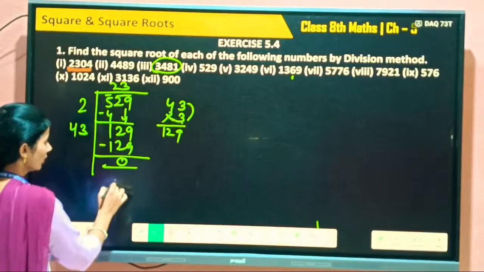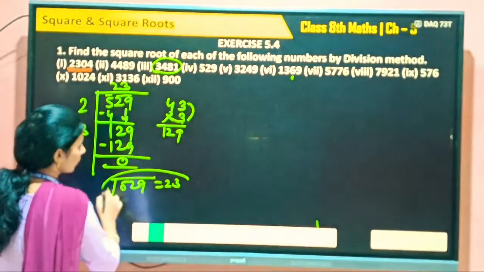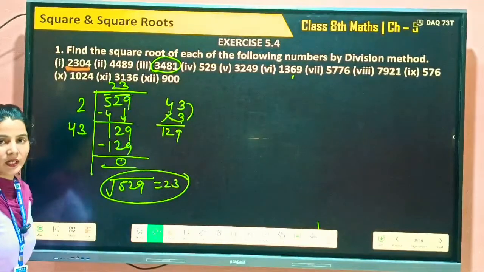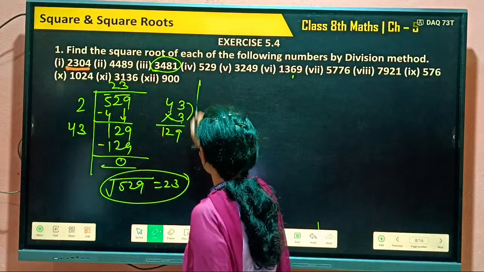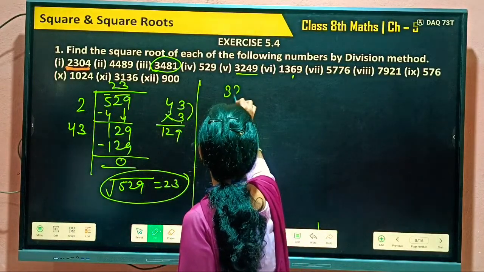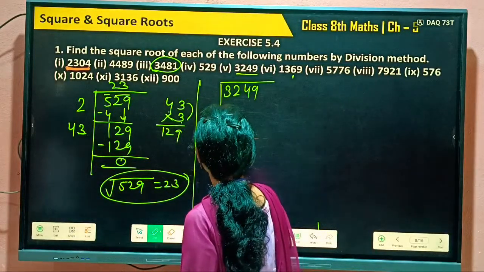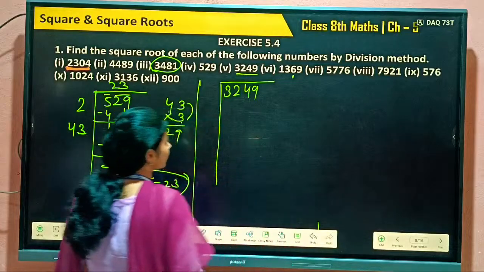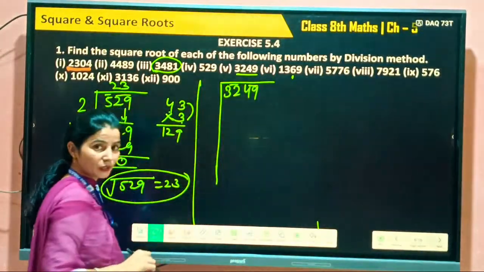Remainder is 0. So what is the square root of 529? 23. Let us see the next. What is the next part? 3249. We have to find out its square root by the division method. So start pairing. It is 49 and it is 32.